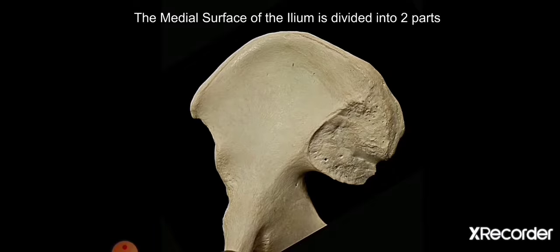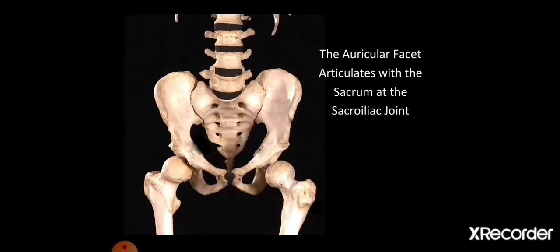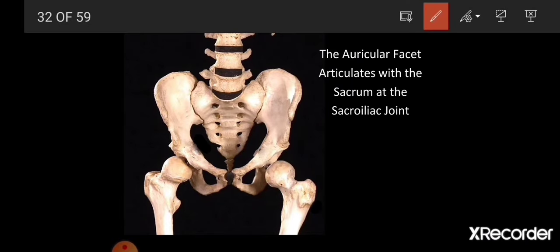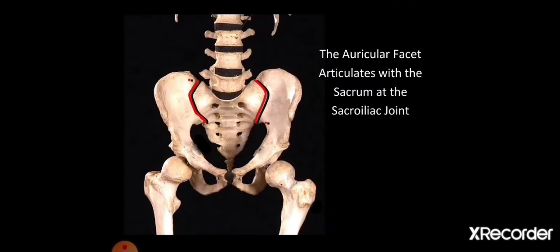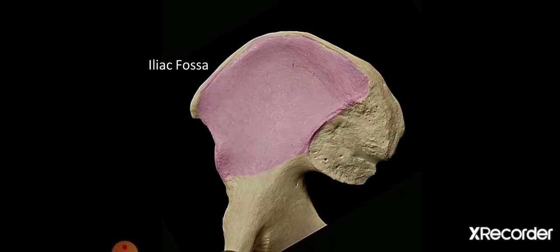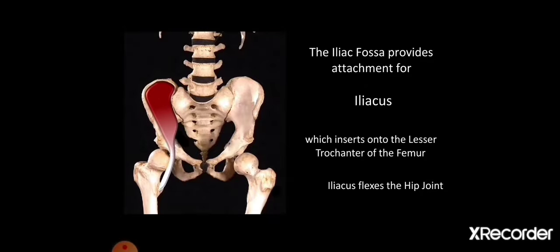This is the medial surface of the ilium, which is divided into two parts. This is the auricular facet. This auricular facet articulates with the sacrum and forms the sacroiliac joint. So here we can see the sacroiliac joint. This is the iliac fossa. Iliac fossa gives origin to the iliacus muscle, which is the flexor of the hip joint, inserting on the lesser trochanter of the femur.